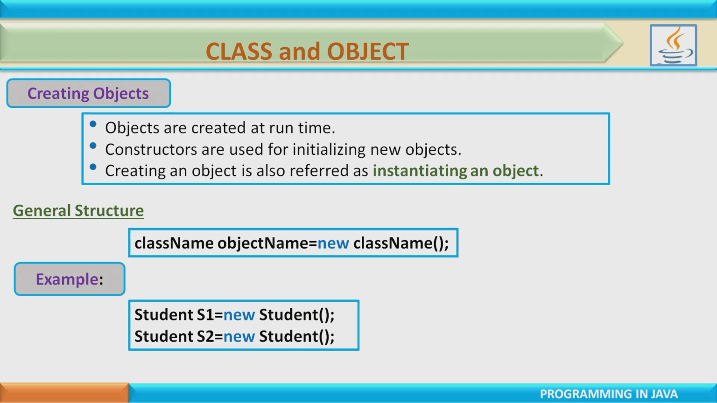As we have seen in the previous example of the Student class, after defining the Student class, now here we are creating objects. Two objects we are creating, one is s1, another one is s2. Likewise, after defining a class, we can create n number of objects.